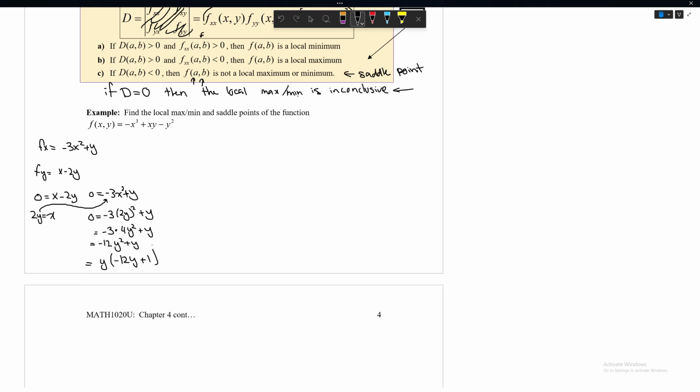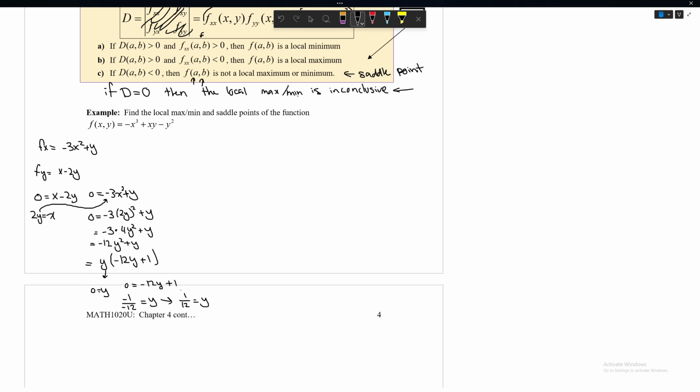Now that I did all this, I can isolate for y and find out. I'm going to take these separately. You do 0 equals y, so that's one critical point. And then I do 0 equals negative 12y plus 1. Take 1, negative 1 over negative 12 equals my y, which equals 1 over 12. So now we have two y values. I have only found my y.